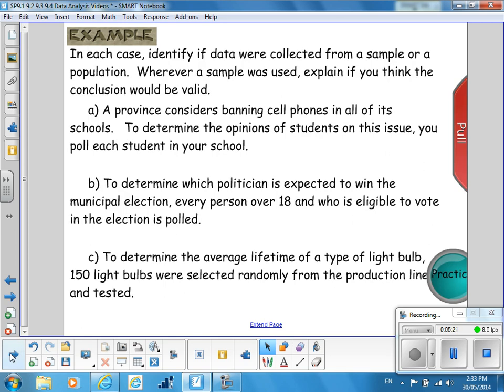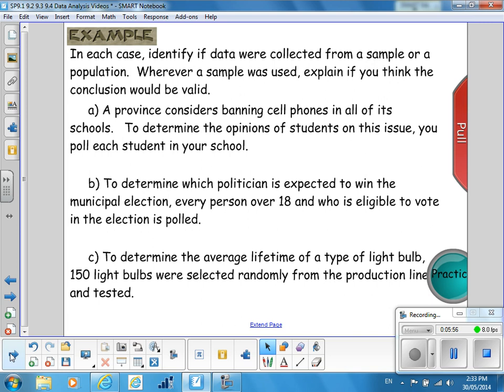In each case, identify if data were collected from a sample or a population. Wherever a sample was used, explain if you think the conclusion would be valid. So a province considers banning cell phones in all of its schools. To determine the opinions of students on this issue, you poll each student in your school. Well, because it's the province that's considering banning the cell phones, the population would be all students in the province. So if you're only surveying those in your school, you are just collecting from a sample.